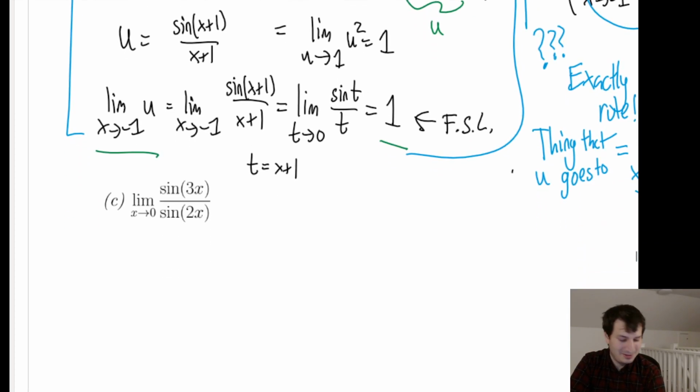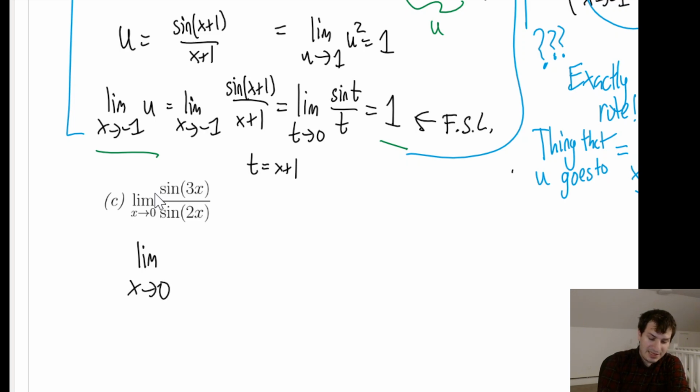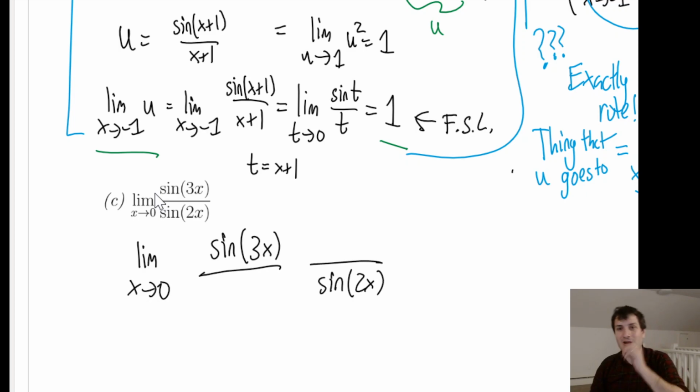Okay, here's another one. The limit as x goes to 0 of sine of 3x over sine of 2x. And this is one where you sort of need to make the things appear that you want to appear. So what I'm going to do is I'm going to wish for, instead of having a sine of 3x and a sine of 2x on the bottom, I'm going to wish upon a star that it was sine of 3x divided by 3x.